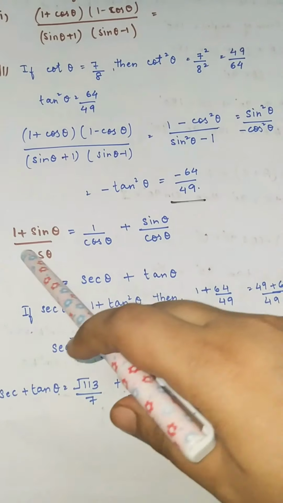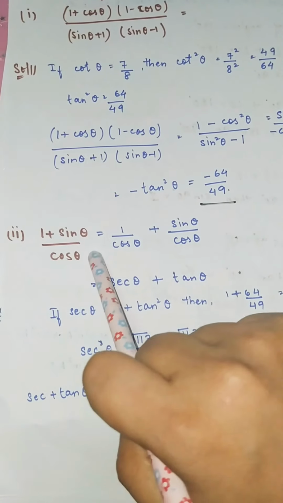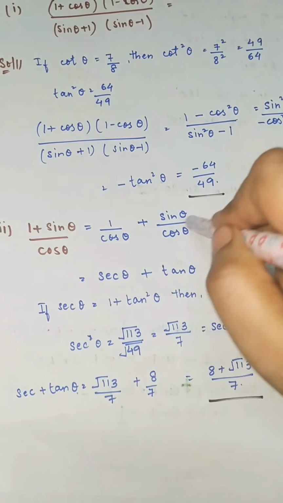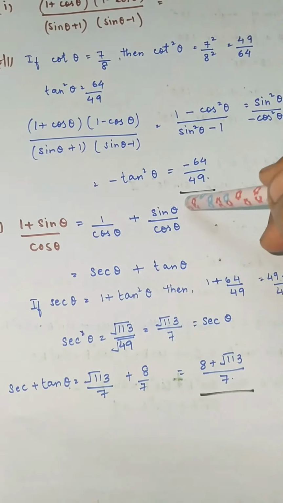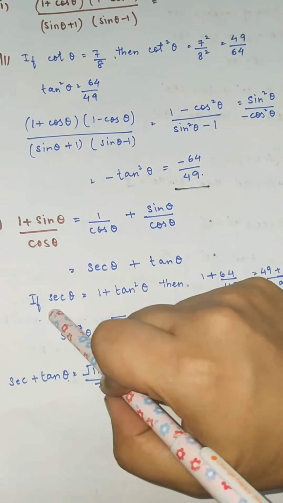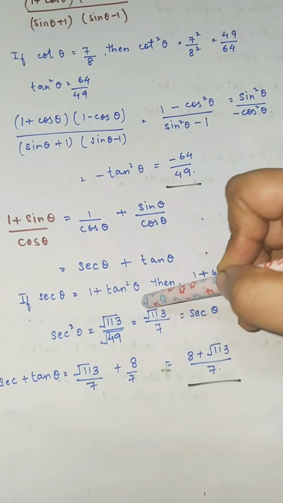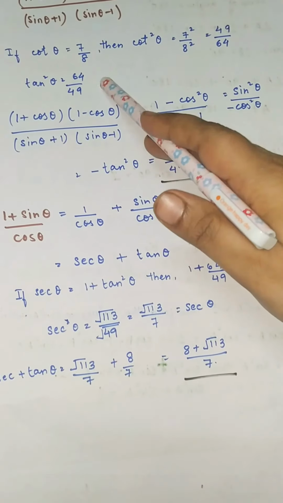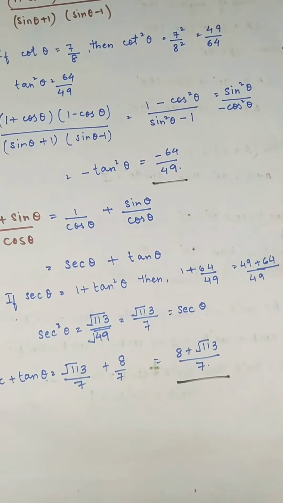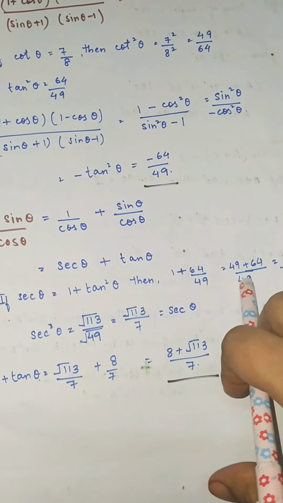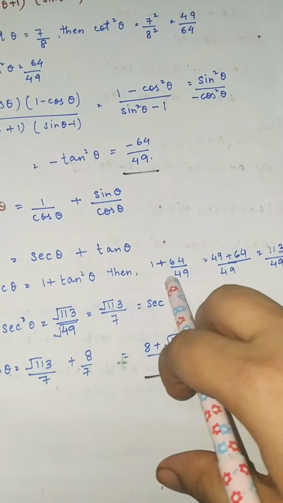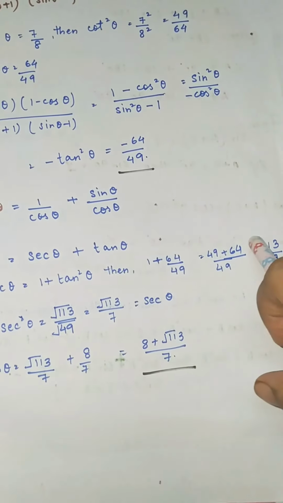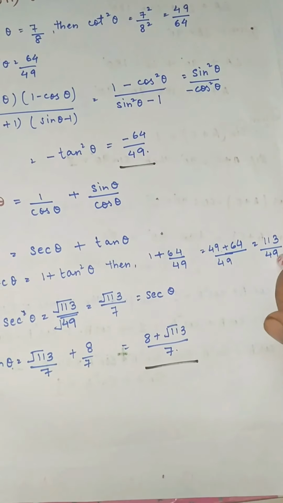Now the second one: 1 plus sin theta by cos theta. We can take this as 1 by cos theta plus sin theta by cos theta. We have to separate this. What is 1 by cos theta? It is sec theta. Sin theta by cos theta is tan theta. What is sec theta? Sec square theta is equal to 1 plus tan square theta. Then 1 plus tan square theta, which is 64 by 49. Now take LCM 49. 49 ones are 49 plus 64, which is 113. So 113 by 49.